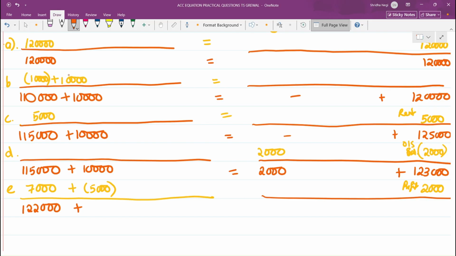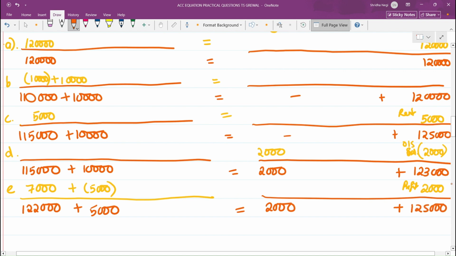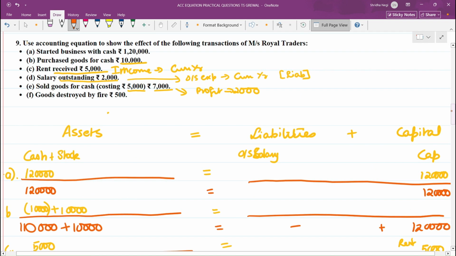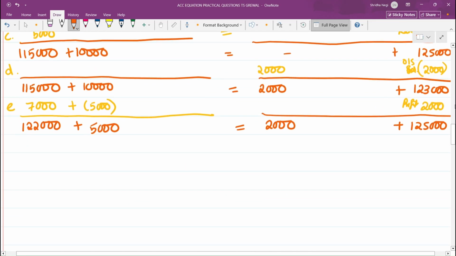And here 10,000 minus 5,000. So stock is now 5,000 only. And your outstanding salary is 2,000 under liability. And now how much is your capital? It is 1,25,000. 1,25,000. Okay?